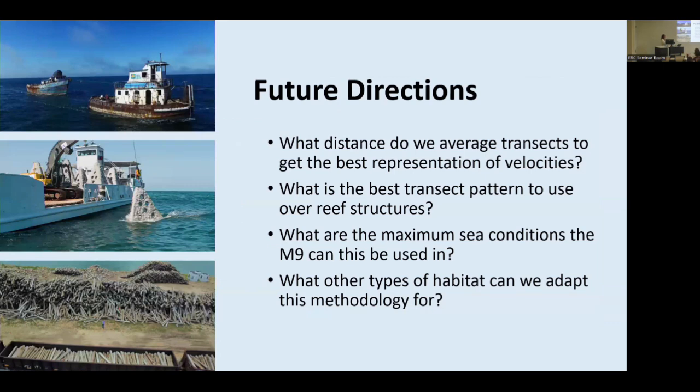We're also interested in figuring out the maximum sea conditions that M9 can be used in, because currently we're going offshore in only 1 foot seas, so that's like once every 3 months. And then what other types of habitat can we adapt this methodology for? Can we use this in oyster reefs or possibly inshore?